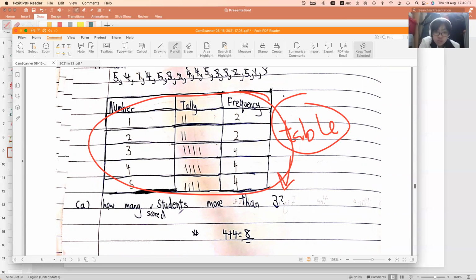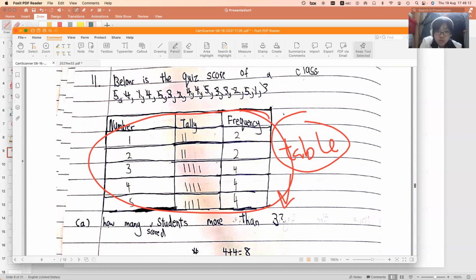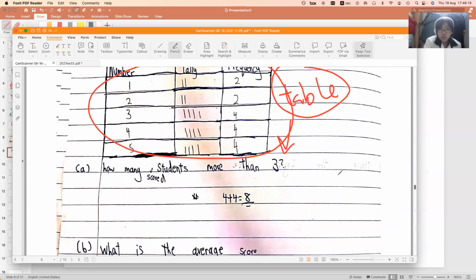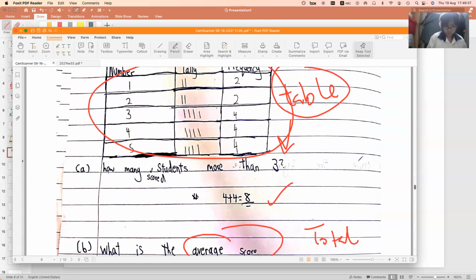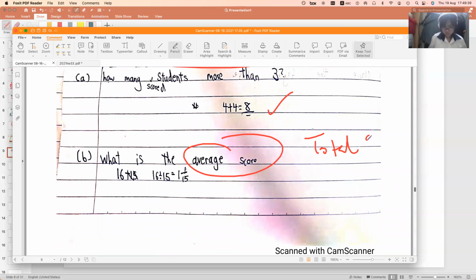So how many students score more than 3? More than 3 is more than 3. So you pick 1, 2, 3, 4, 5, 6, 7, 8. How do you get average score? What's the formula? Total divided by number of items. Total score divided by number of items.